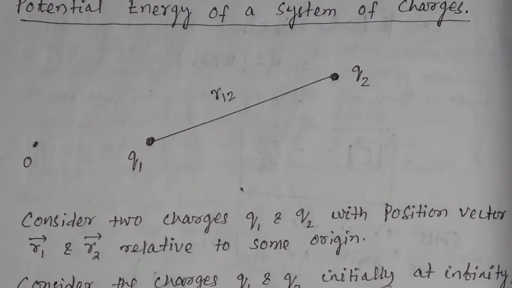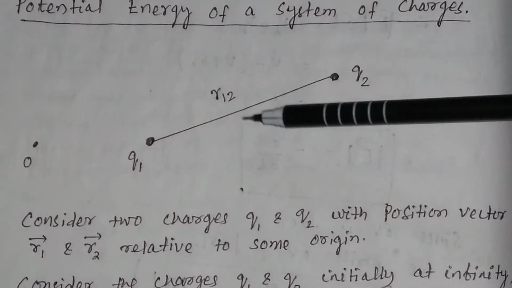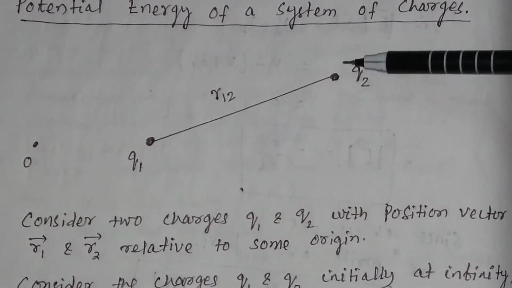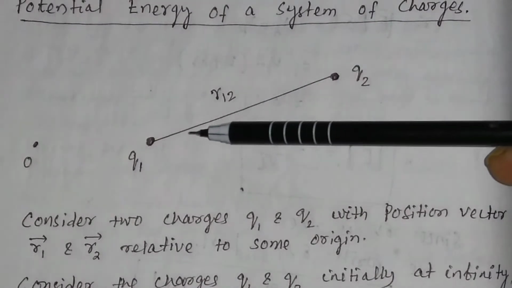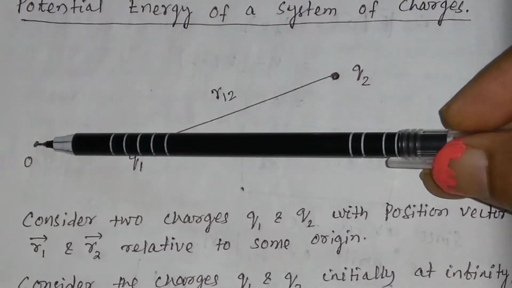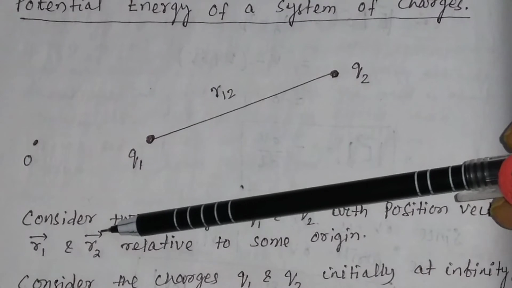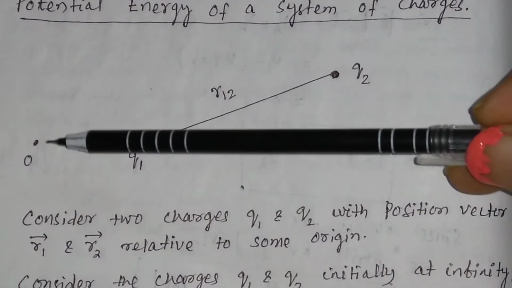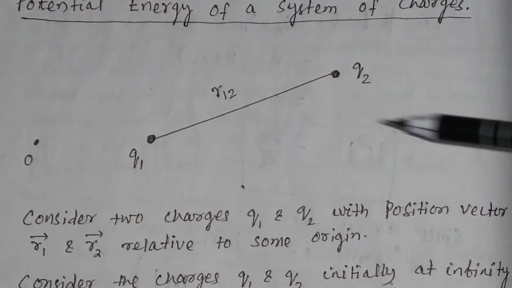Potential energy of a system of charges. Consider two charges q1 and q2 with position vectors r1 and r2 relative to some origin. Suppose this is your origin. So r1 and r2 are the position vectors of q1 and q2 relative to this origin O.